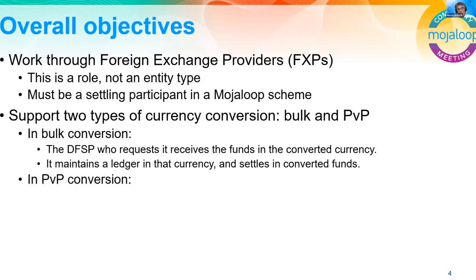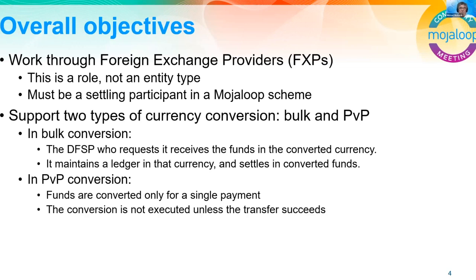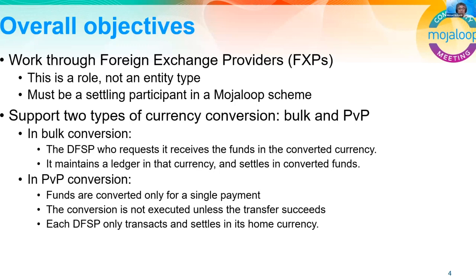In payment versus payment conversion, funds are only converted for a single payment, a single transfer. And the conversion is not executed unless the transfer succeeds. In the bulk transfer, you get the funds and it's up to you how you use them. In the payment versus payment transfer, you don't get the converted funds unless the payment itself succeeds. And each DFSP only transacts and only settles in its home currency. So the DFSPs themselves don't need to worry about any form of currency conversion. It's the foreign exchange provider who's responsible for all of that.